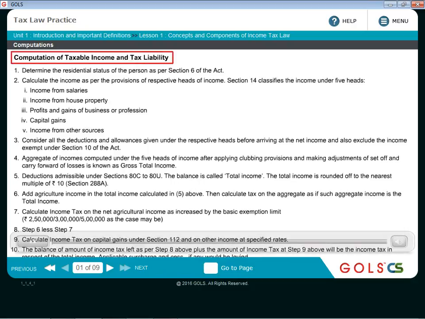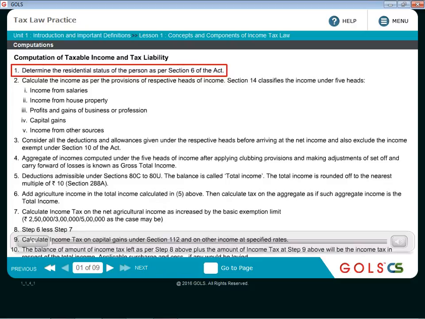Computation of taxable income and tax liability. Now after learning basic definitions under Income Tax Act as to what is income, who is person, who is assessee, next very important point is determination of total income of the person. And for that purpose we have to understand certain steps which have been decided and determined by Income Tax Act. Let us understand those steps one by one. Step number 1. We have to determine the residential status of the person as per section 6 of the Act.